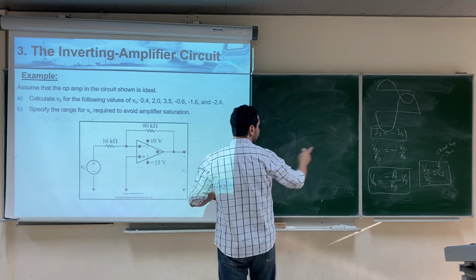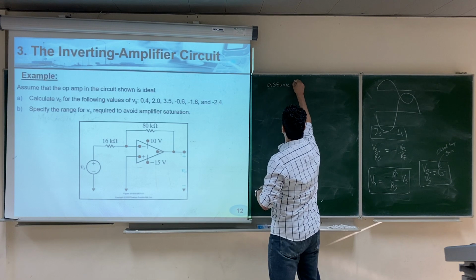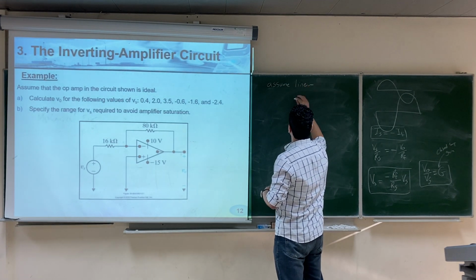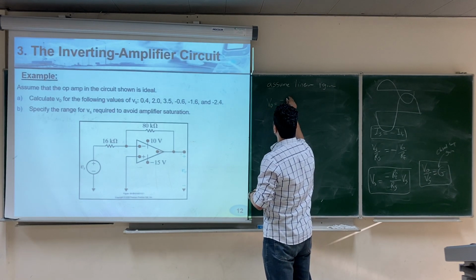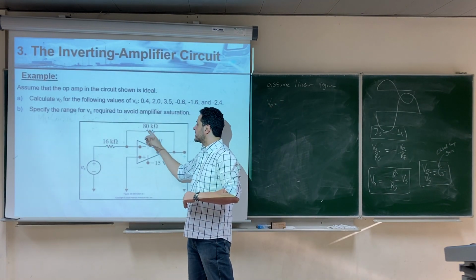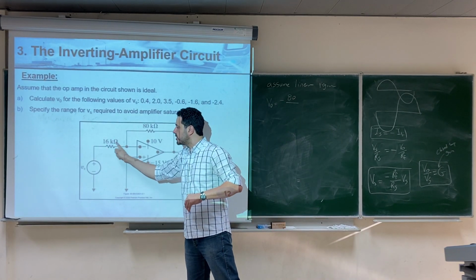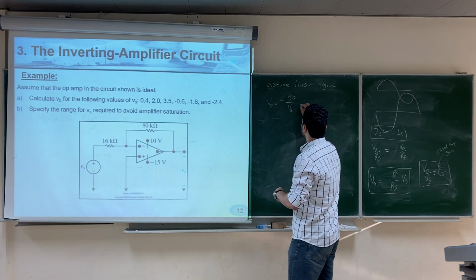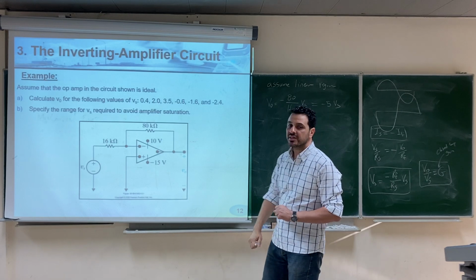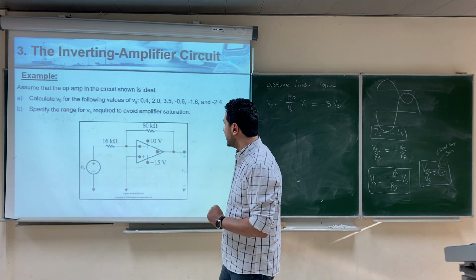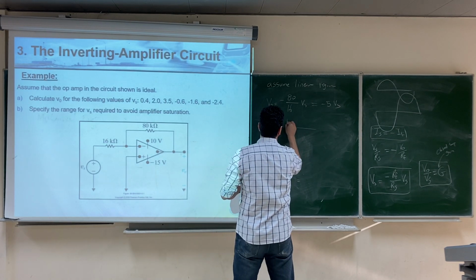If we assume linearity, then we can use this equation. V output, assuming the linear region, equals minus the feedback resistance, minus 80 kilo, divided by RS, which is the input resistance, 16, multiplied by Vs. So basically minus 5 Vs. So V output equals minus 5 Vs if you assume the linear region. Okay, now let's substitute Vs. Let's make a table.